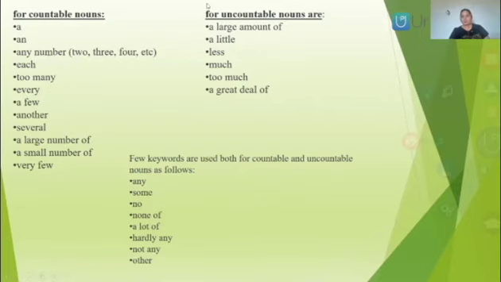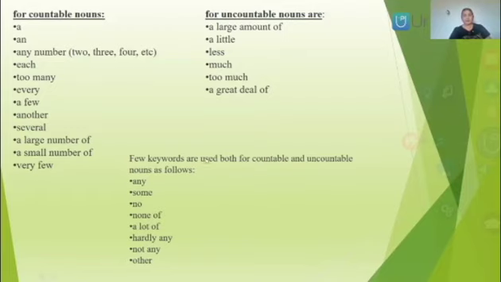For uncountable nouns, it is a large amount, okay? Lot, less, much, too much. For example, I want less sugar in my coffee. I would add less sugar in my tea. Okay?